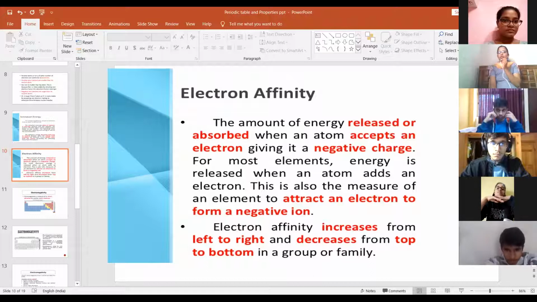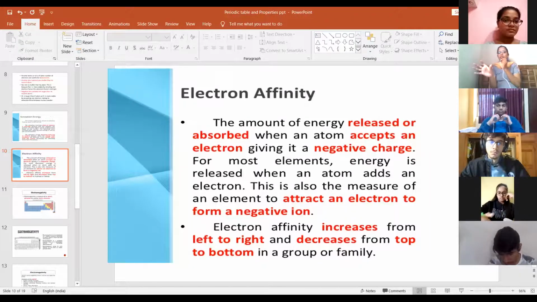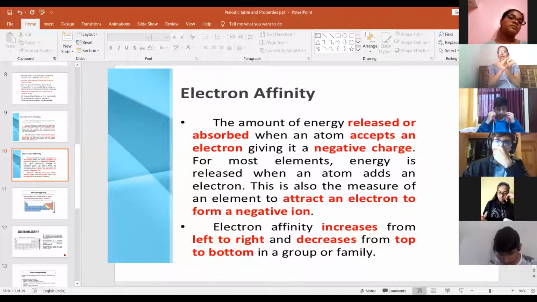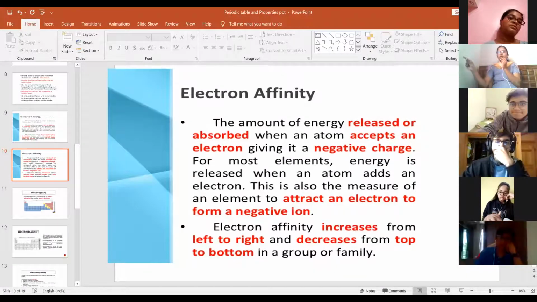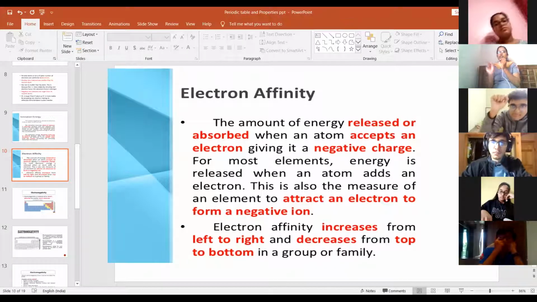Whereas down the group, atomic size is increasing, so nuclear attraction will decrease. Why? Because when the atomic size increases, the distance between the nucleus and the outermost electron will be more. Are you able to follow? When the distance is more, the nucleus cannot attract easily.